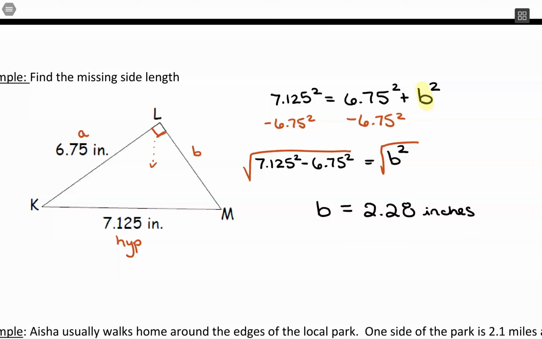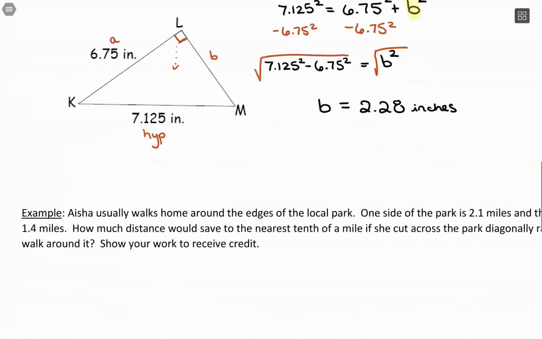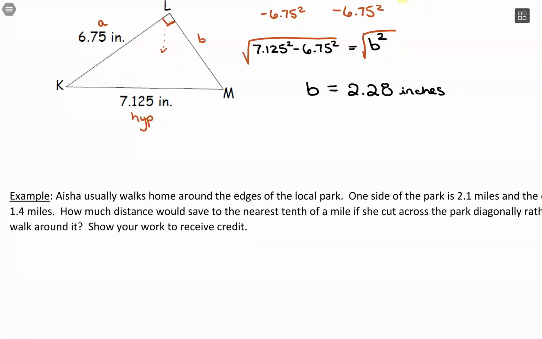So those are the 2 scenarios for solving with the Pythagorean theorem, either solving for a leg or solving for hypotenuse. Let's look at an application of this. So we have Aisha, who usually walks home around the edges of a local park. One side of the park is 2.1 miles and the other is 1.4 miles. How much distance would she save, to the nearest 1/10 of a mile, if she cut across the park diagonally? There's a little word missing there.